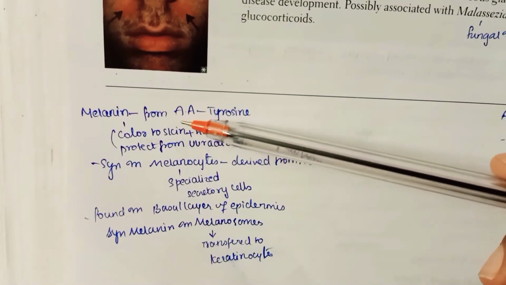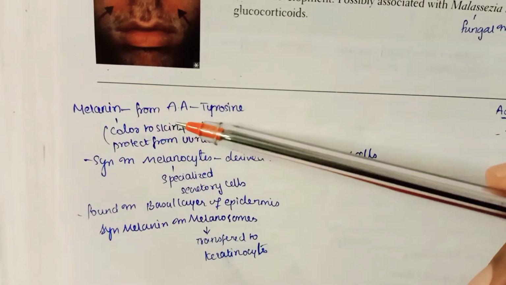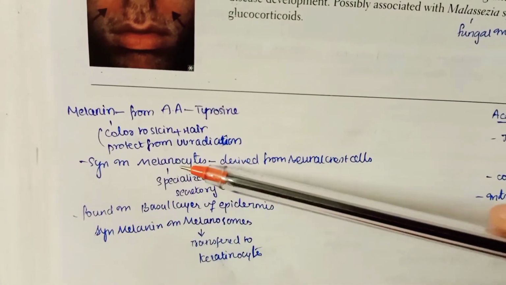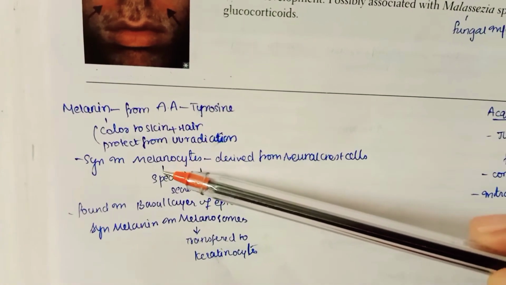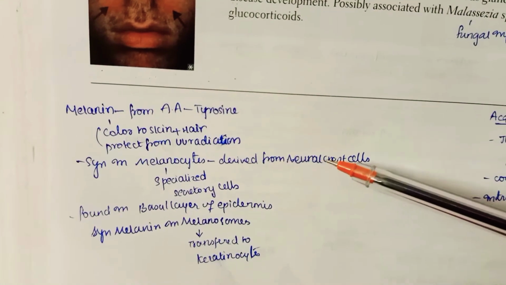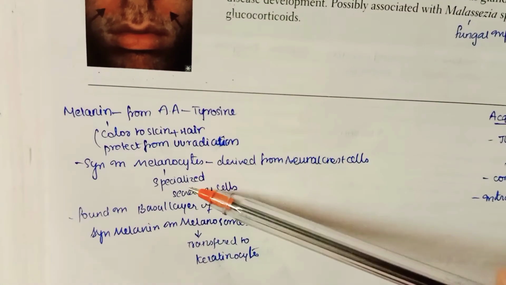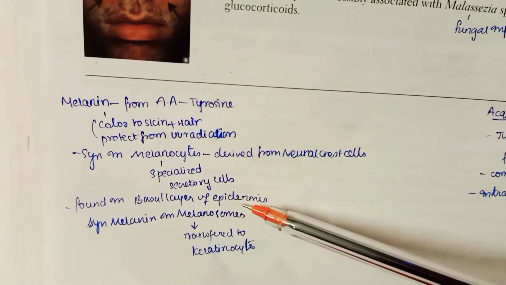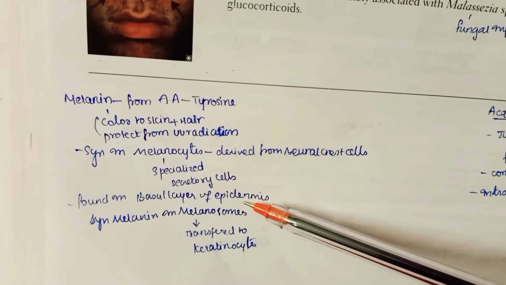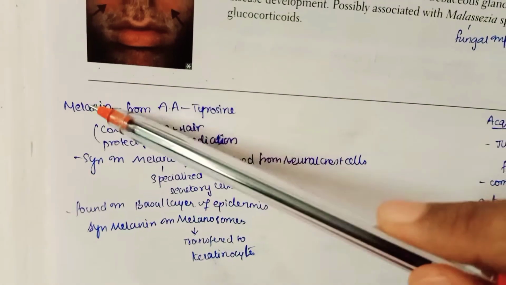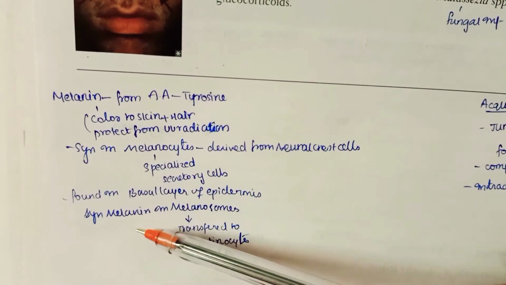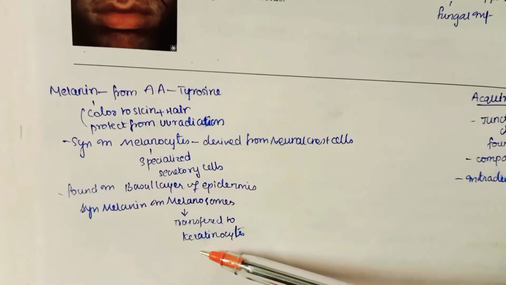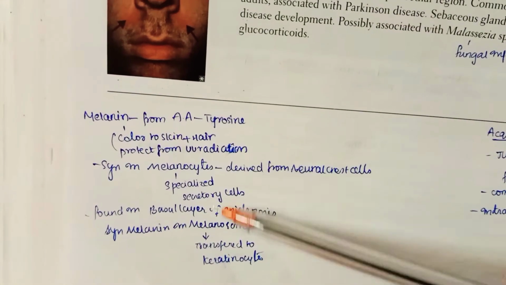Melanin usually comes from the amino acid tyrosine. It gives color to skin and hair. It protects us from UV radiation, okay? It is synthesized mainly in melanocytes, and these melanocytes are derived from neural crest cells. Melanocyte is a specialized secretory cell. It is found in the basal layer of the epidermis. If you remember, that is the stratum basale. There melanin is synthesized in melanosomes, and then it is transferred to keratinocytes. So this is very important about melanin.